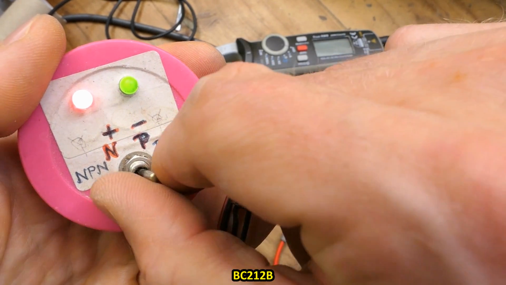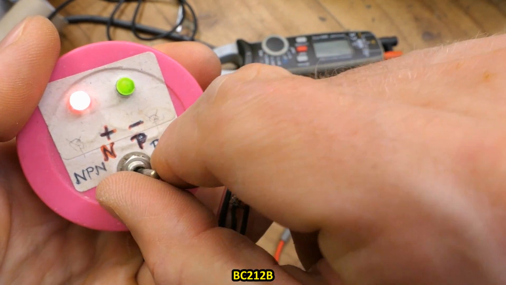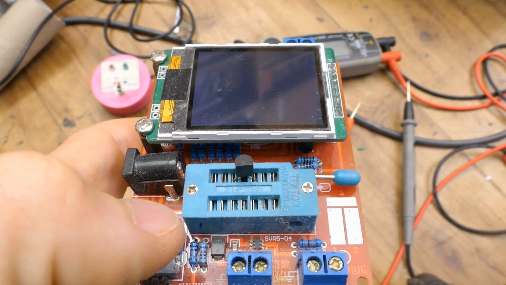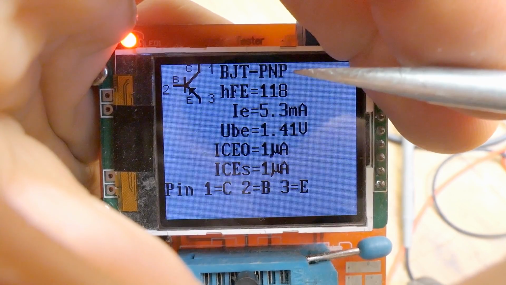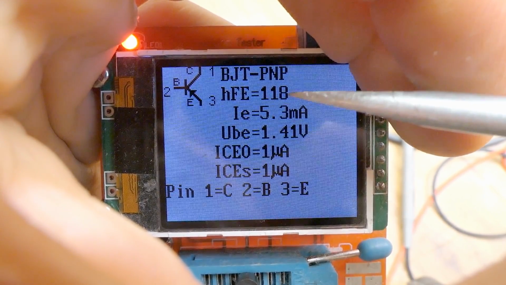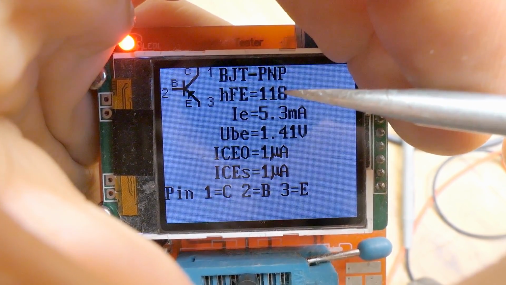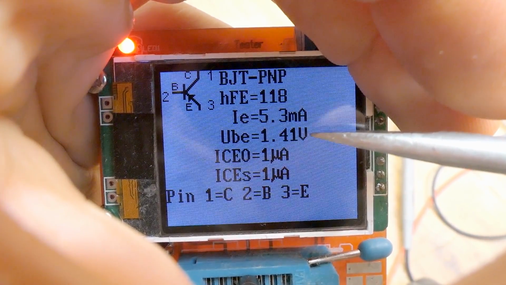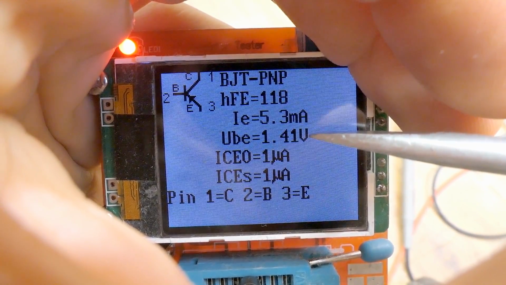And using my primitive transistor tester, it actually seems to work normally, like a PNP transistor. And putting it in this transistor tester, it identifies as a good PNP transistor, gain 118, but the voltage drop base to emitter is 1.4 bloody volts. More than double of what I would expect.